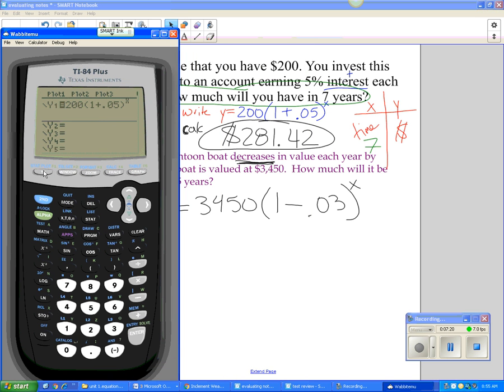And in my y equals, I'm going to type in 3450, parentheses 1 minus 0.03 to the x. So I'm typing that in my y equals. Andrea, what's the question asked on this problem?